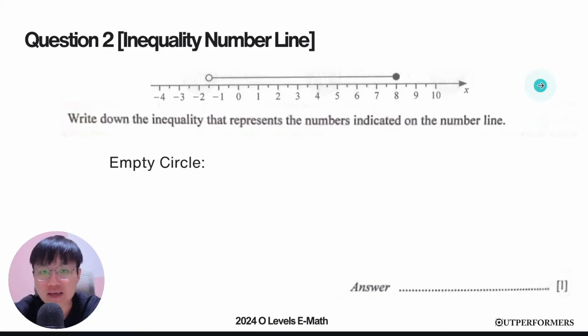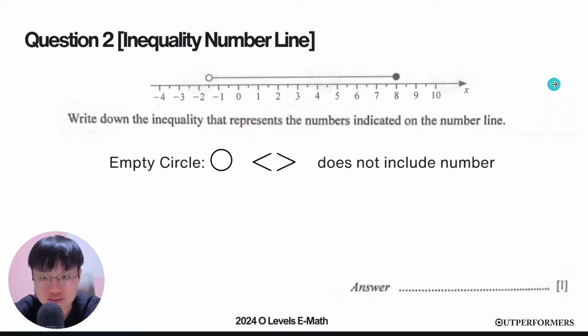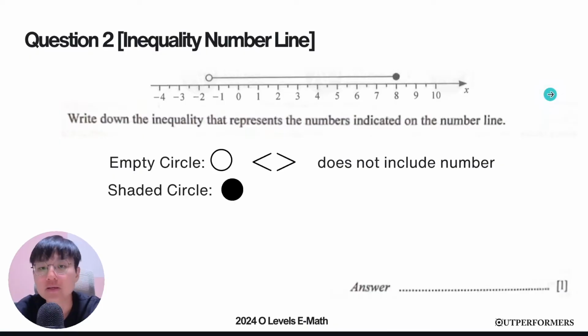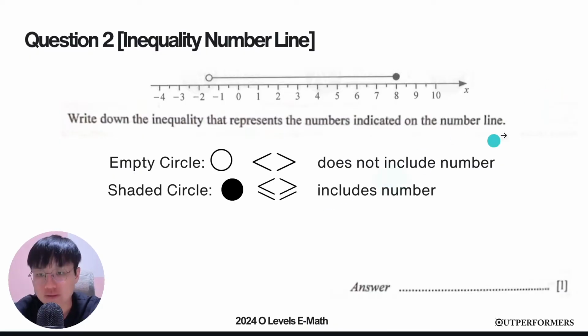We have the empty circle over here, which represents less than or more than without the line below, which means I will not include the number. While the shaded circle over here means less than or equal to, and that means I have to include the number. So let's look at each of them one by one first.